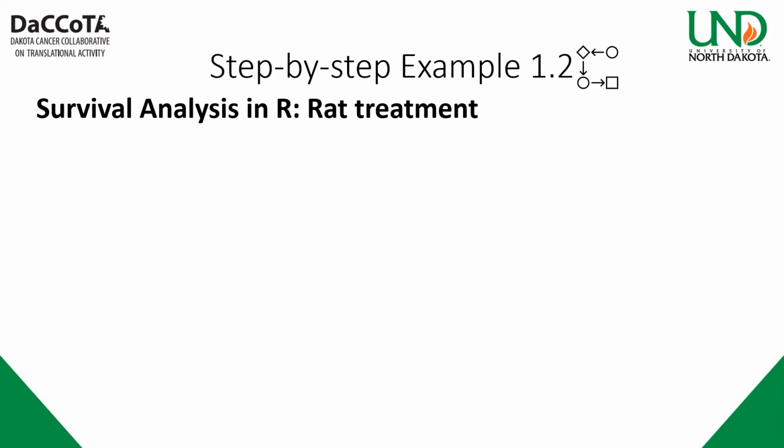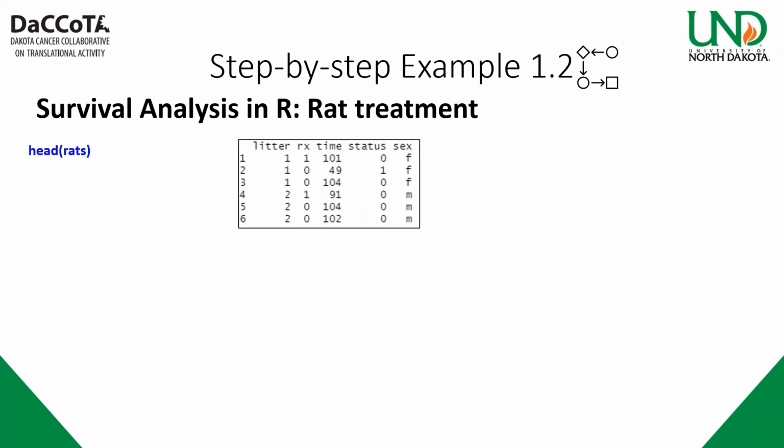All right, now let's turn to rat treatment. We're going to look at 2 groups. So first of all, we have rats. We have one variable, it's treatment, but then our main thing is time and status. And again, this is 0, so that is censored, and 1 is dead for this one, and then sex, male and female.